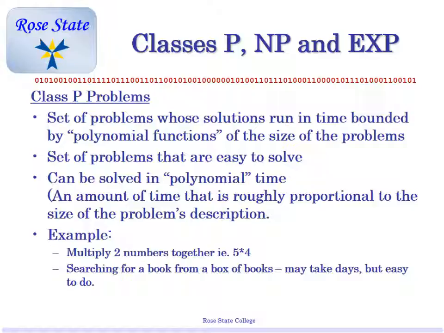Because they're sorted. But you can see, searching for a box of books could be easy, or it might take your entire life, depending on the size of the box and what you're looking for. Okay? So that's what a class P problem is. Everybody got that? It's a problem bounded by polynomial time of the size of the problem.